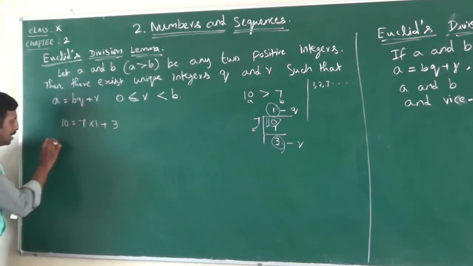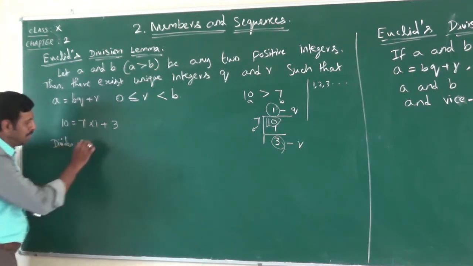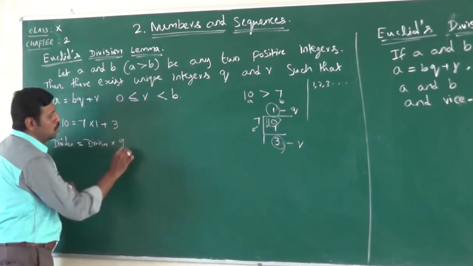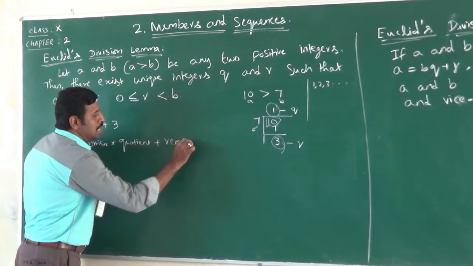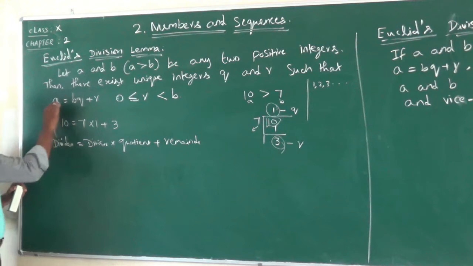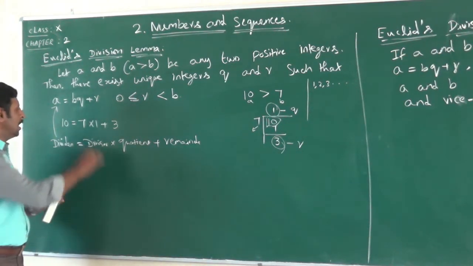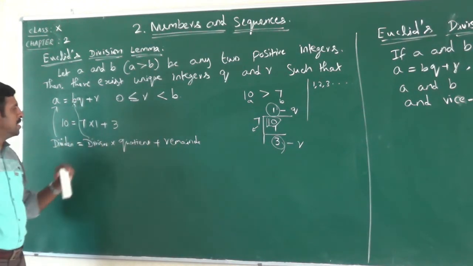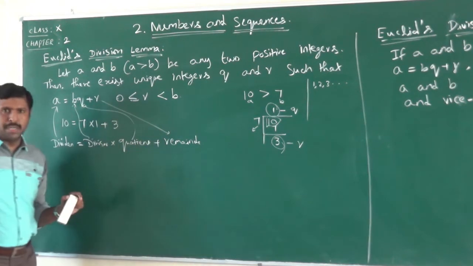Now compare this with the dividend is equal to divisor into quotient plus remainder, right? Now compare this. Always the biggest positive integer is the dividend, and then the next number, that is B, is the divisor, and Q is the quotient and R is the remainder, right?